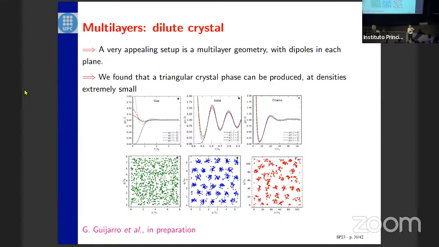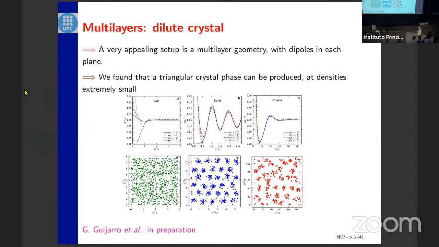So it means that the atoms in the multi-layers are so attractive that they are frozen in a kind of line, and these lines form a triangular lattice. So in fact, they are crystals, but crystals extremely dilute, again. So we have another realization of crystals of droplets, but in that case, crystals of arrays of dipolar atoms. Okay, that's interesting. And we are writing this paper now.